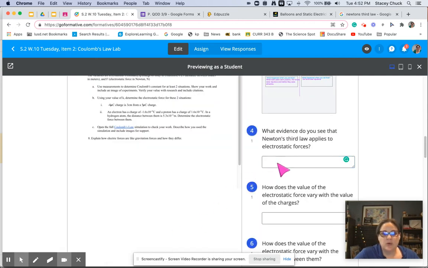So I would answer that accordingly. What evidence do I see that Newton's third law applies to electrostatic forces? Well, I observe that both forces are equal and opposite, acting on two separate objects. So that would answer number 4. This is going to end part 1. I will continue in the next video, starting with question number 5 and on.